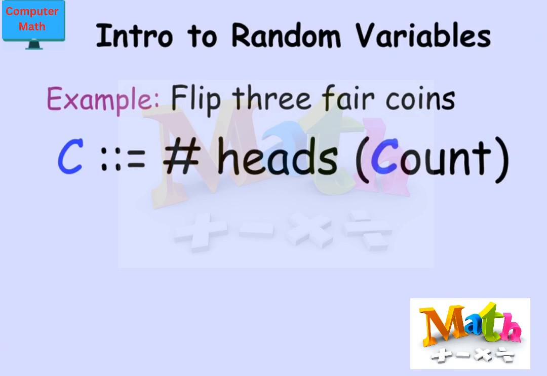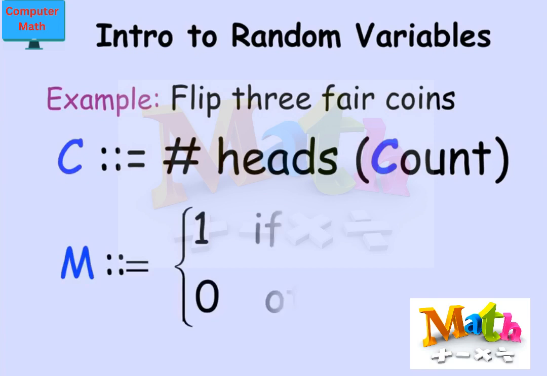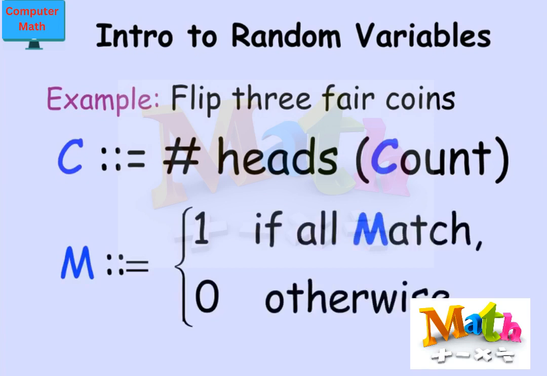There could be no heads or all heads. So it is a basic example of a random variable where you're producing this integer based on how the coins flip. Another one is simply a 0-1 valued random variable where it signals 1 if all 3 coins match in what they come up with, and 0 if they don't match.